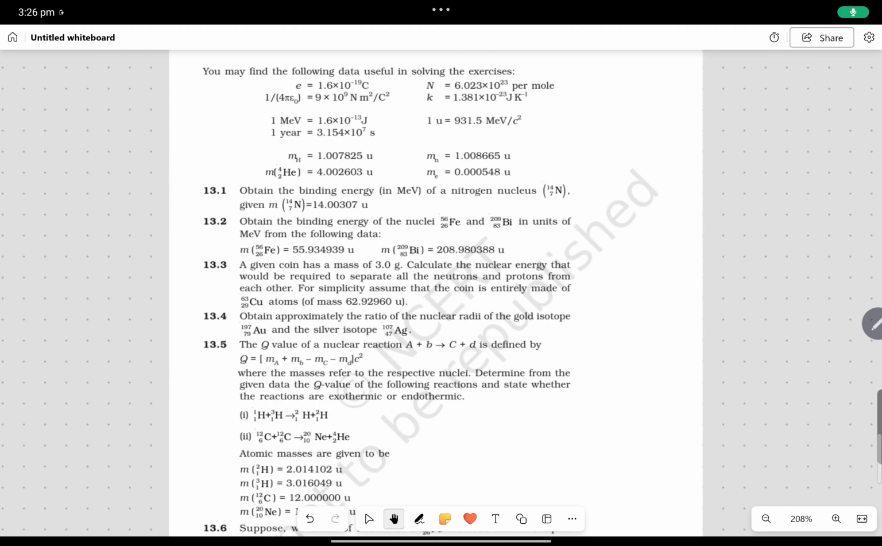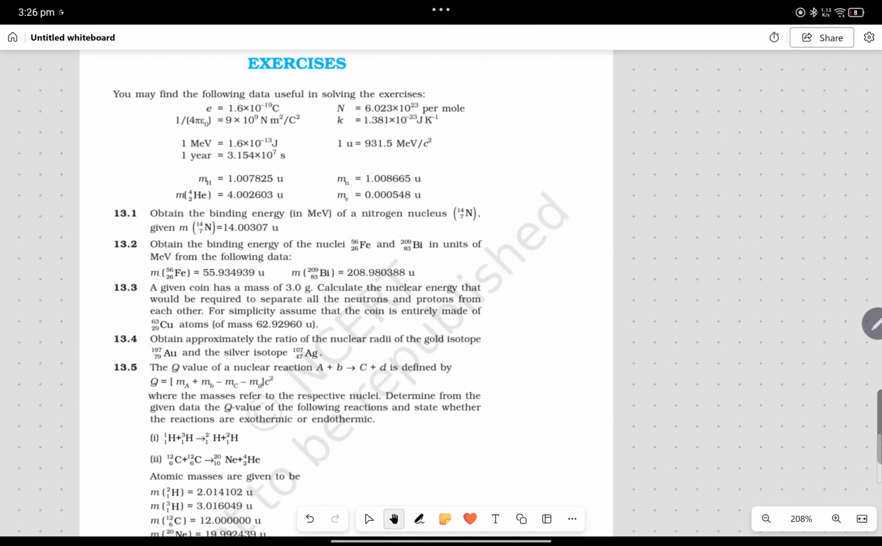So this is question number 13.2, and in this question it is asked to obtain the binding energy of the nuclei Fe56 and Bi209 in units of mega electron volt from the following data. The mass of the Fe56 nucleus is 55 point something, and the mass of the bismuth-209 nucleus is 208 point something, right? So this is the same question as we have done earlier, 13.1.